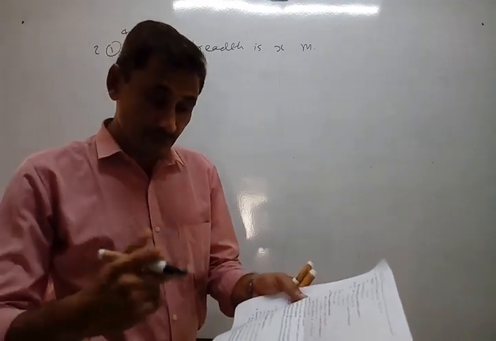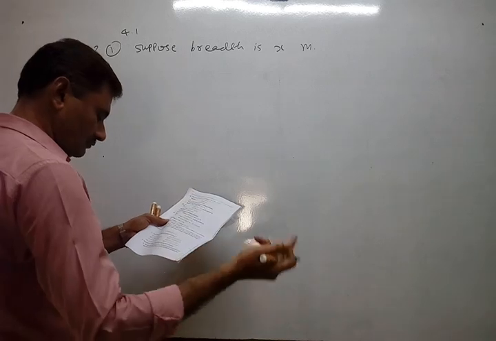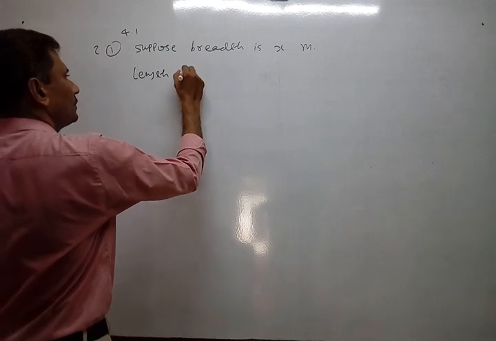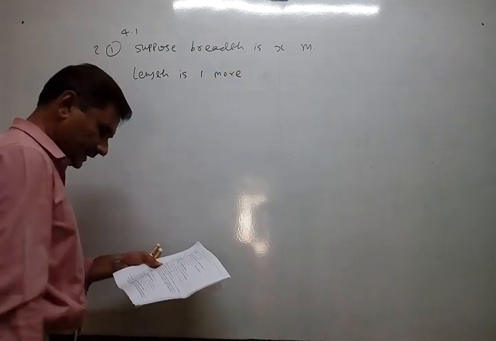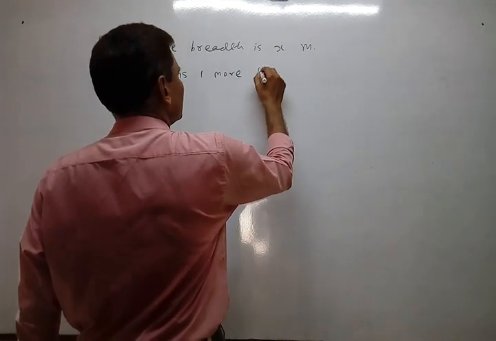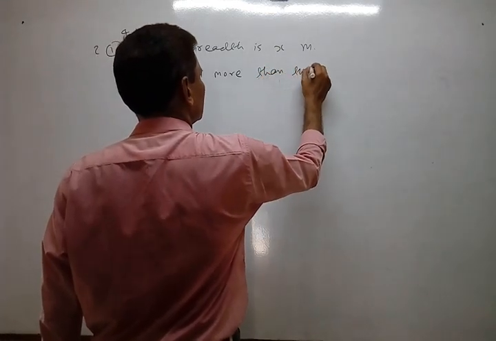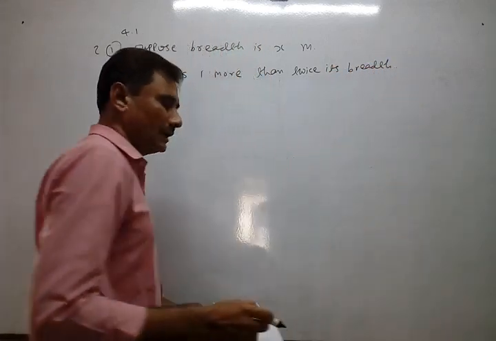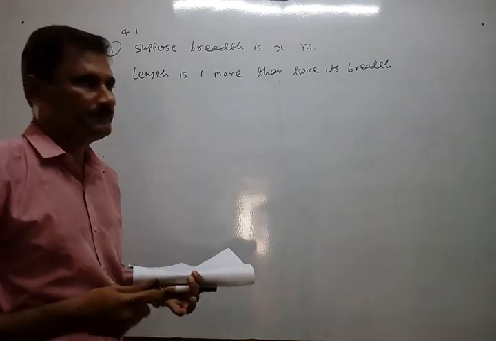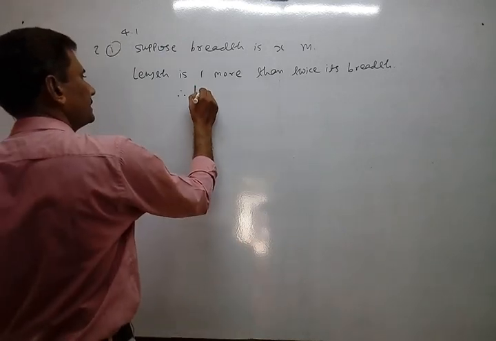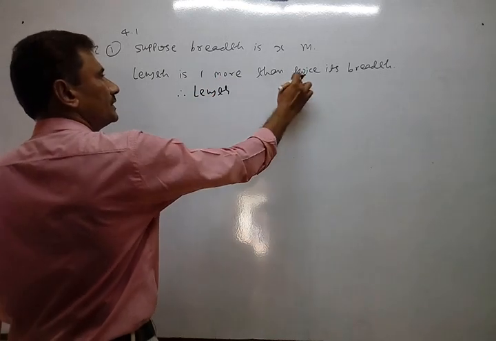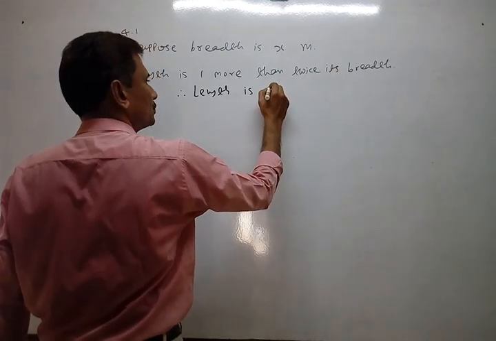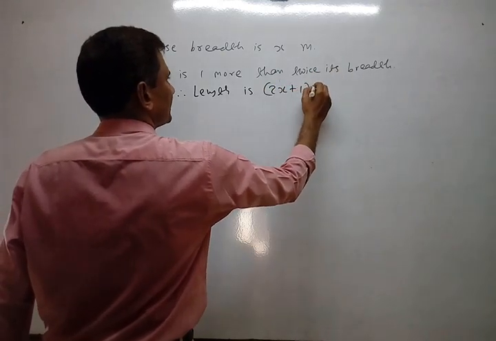they have given one statement. Use that statement: length of the plot is one more than twice its breadth. So write down length is, in short, one more than twice its breadth. Obviously, therefore, length is one more than twice its breadth. Length is how much? Twice breadth, so 2x plus 1 meter.